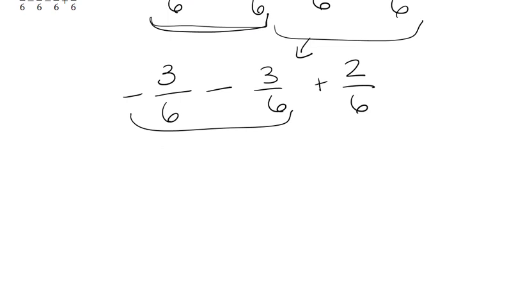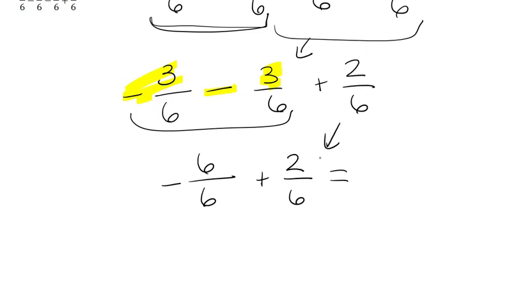So this is really just going 3 plus 3 and keeping the sign of the negative. So 3 plus 3 is 6, but we have a negative sign, so we just leave the negative there. Then we have negative 6 over 6, and then we're going to drop this last part, which is 2/6. So now we have negative 6 over 6, and then we go plus 2/6. So when we have negative 6 plus 2, we get negative 4 over 6.